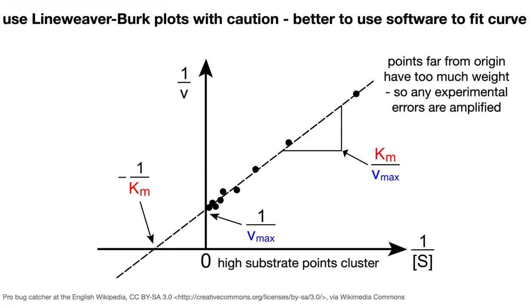Often when you're trying to figure out what type of inhibition something is, you might use a Lineweaver-Burk plot.